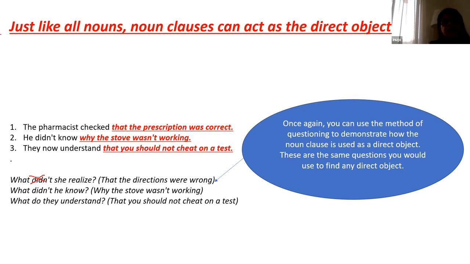Now, they now understand that you should not cheat on a test. So what is the question you ask, children? What do they understand? What question do you ask to the verb? What do they understand? Then you get your answer that you should not cheat on a test. That becomes the object in the sentence because they is your subject and that you should not cheat on a test becomes your object. That you should not cheat on a test is a noun clause which is functioning as the object. All right.